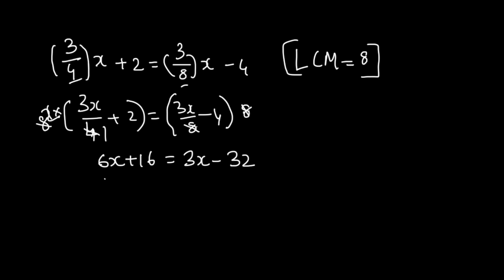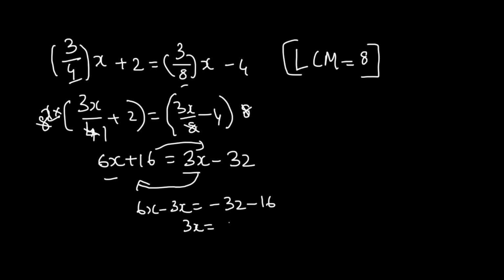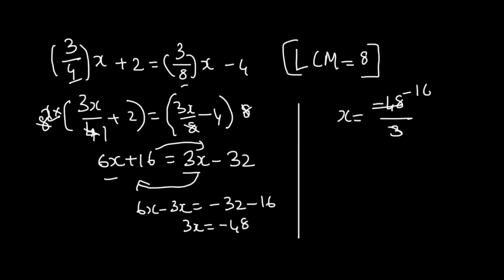And now let's transpose 3x there and 16 there. So 6x minus 3x is equal to minus 32 minus 16. So you get 3x is equal to minus 48. Now x is equal to minus 48 by 3, and if you simplify that you get minus 16. So x value is equal to minus 16.